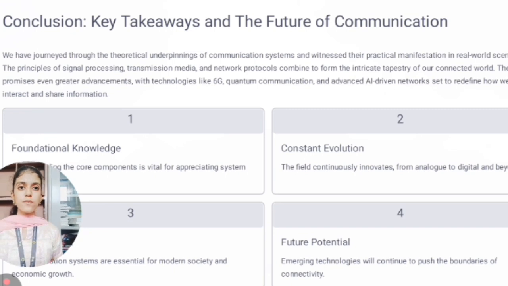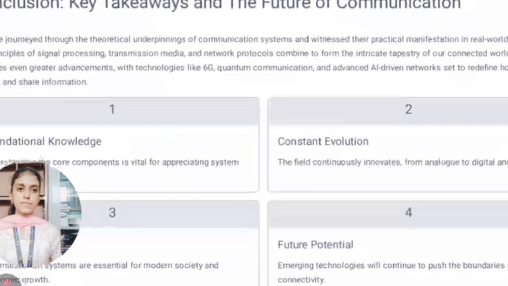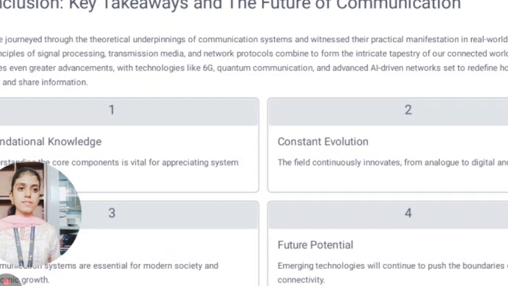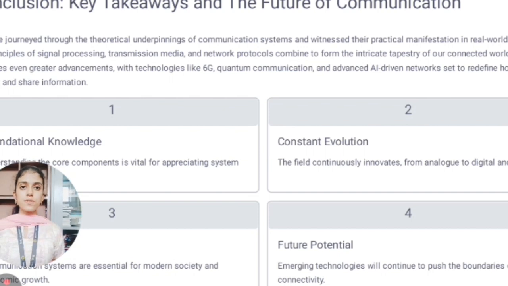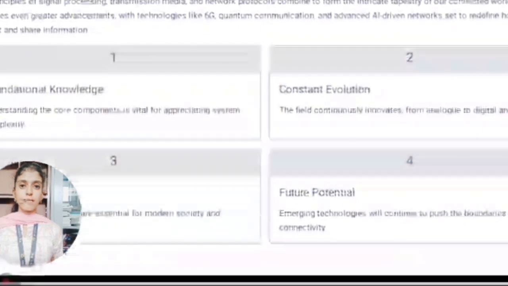The principles of signal processing, transmission media and networking protocols combine to form the intricate tapestry of our connected world. The future promises even greater advancements with technologies like 6G, quantum communication and advanced AI driven networks set to redefine how we interact and share information.